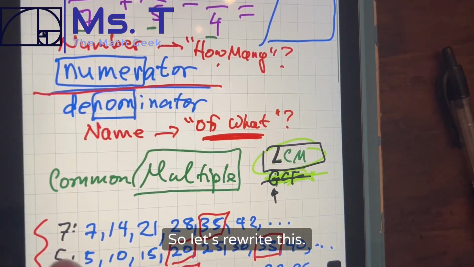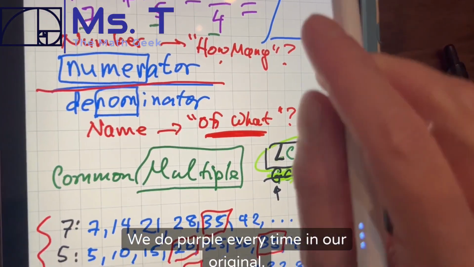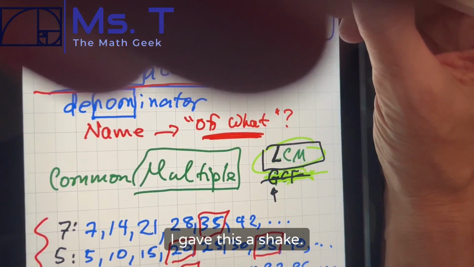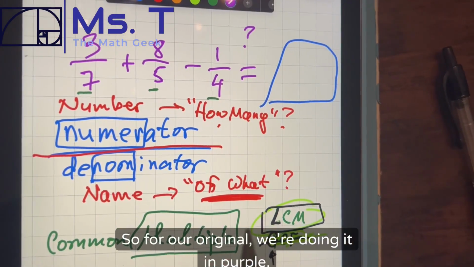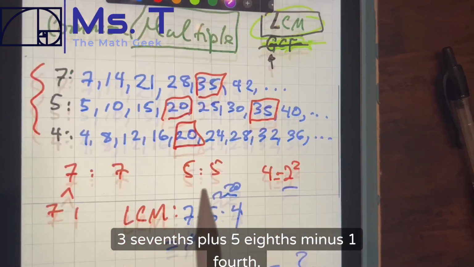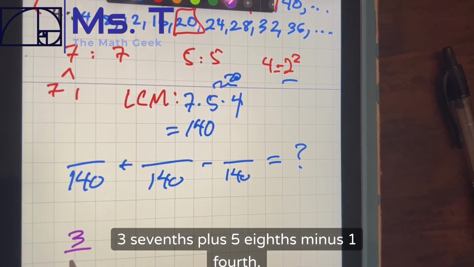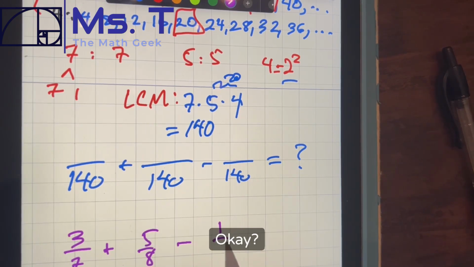So let's rewrite this. We'll do purple every time for our original. Sorry about that. For our original, we're going to do it in purple. 3/7 plus 5/8 minus 1/4.